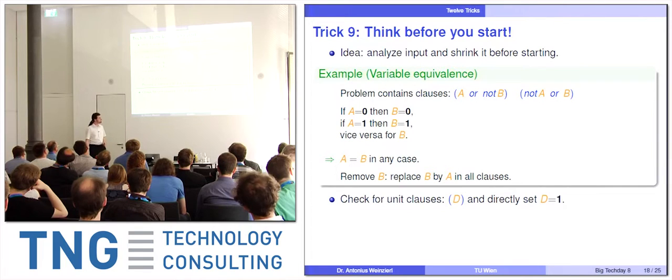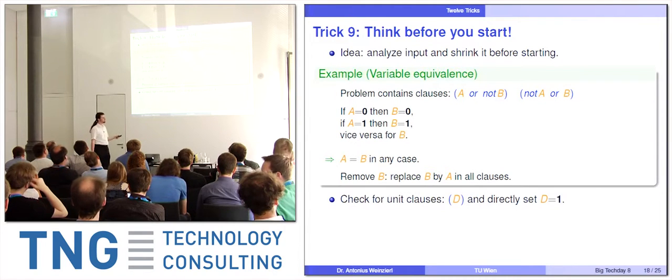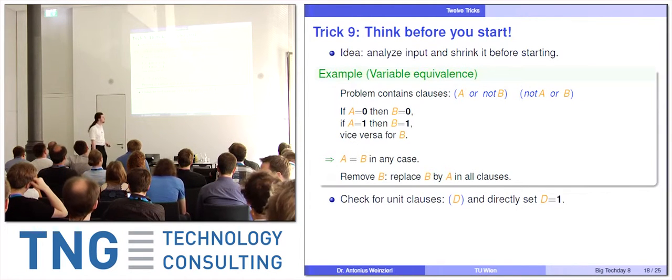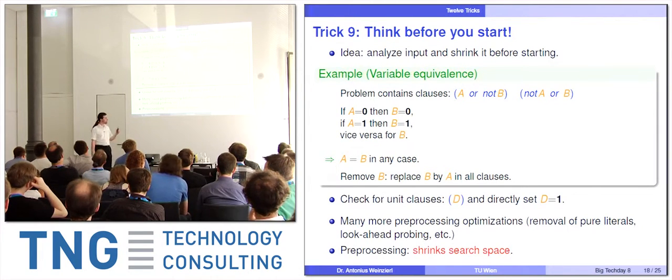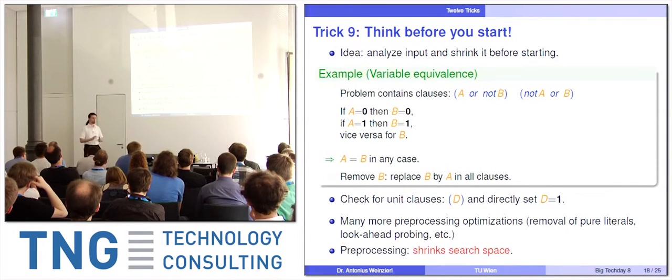There are multiple possible optimizations, so check for unit clauses first. If we have a unit clause, then this means D must always have the value true, so directly pick this. There are many more: removal of pure literals, look-ahead probing. All of those pre-processing steps shrink our search space, which is very good.